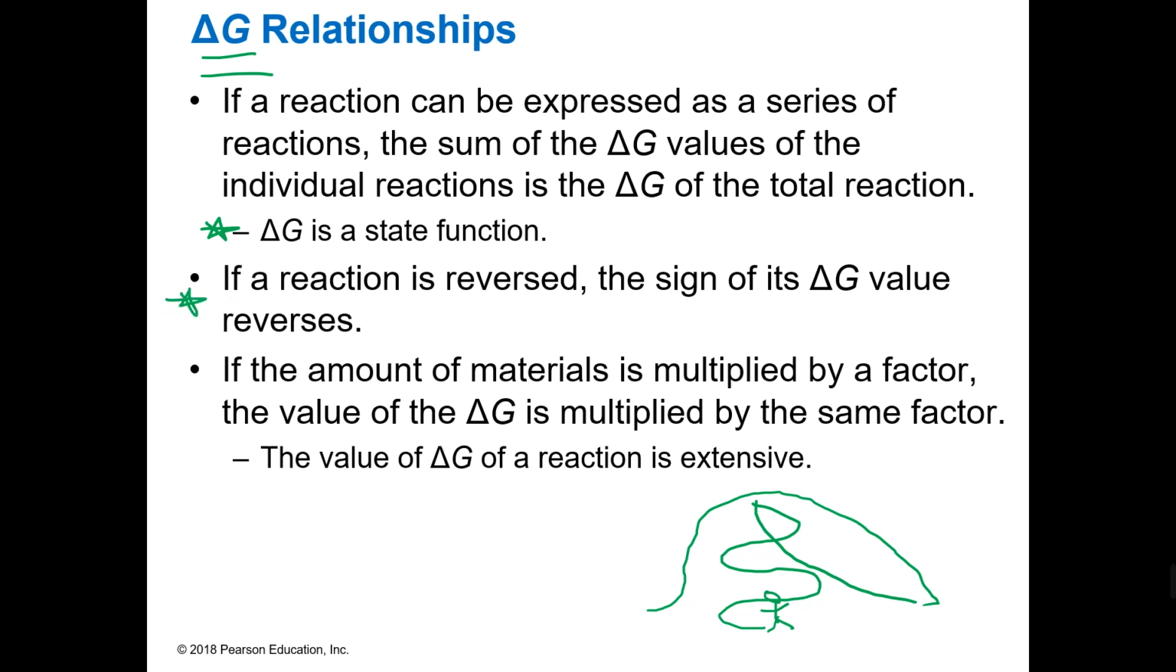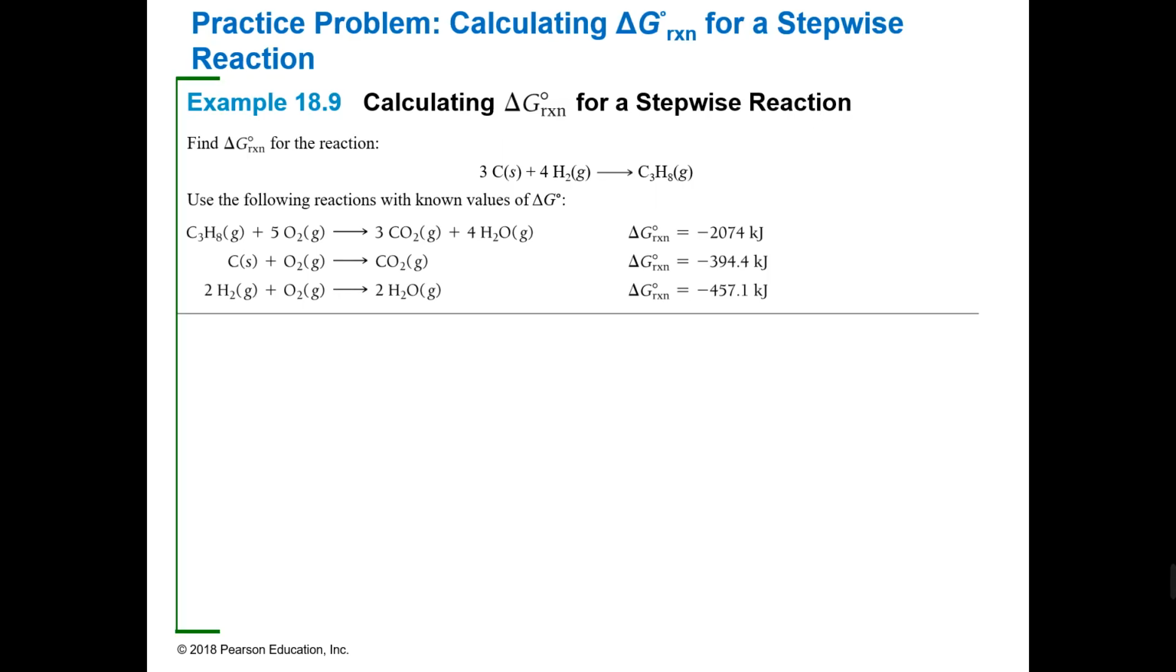So if we have an individual reaction where it's a negative delta G and we have to flip that reaction, then we got to make it a positive delta G. If we multiply it by anything, then we have to multiply the delta G by something. Again, it's just like Hess's law. So if we look at this, this should kind of jog your memory if you're forgetting what Hess's law is.